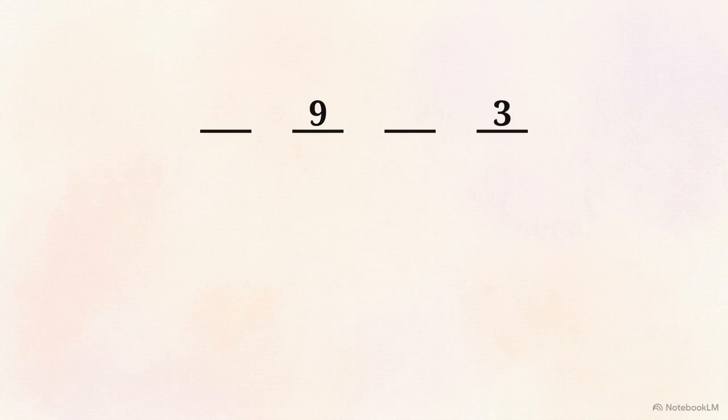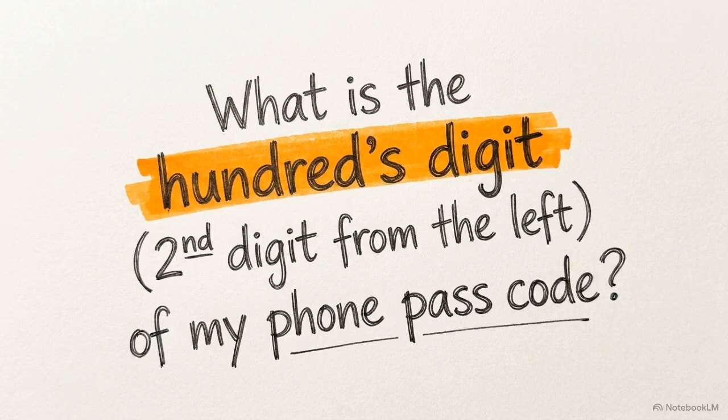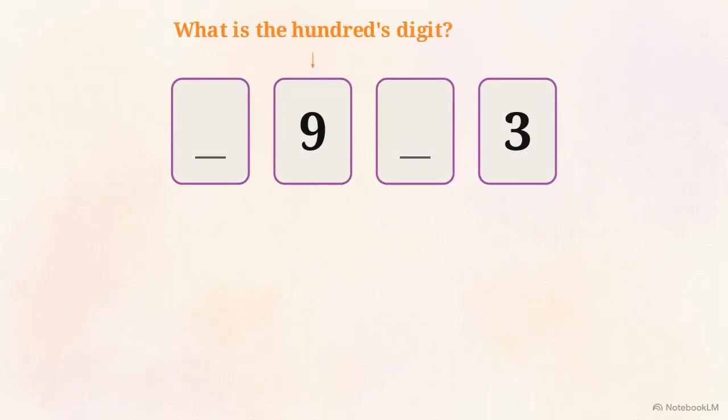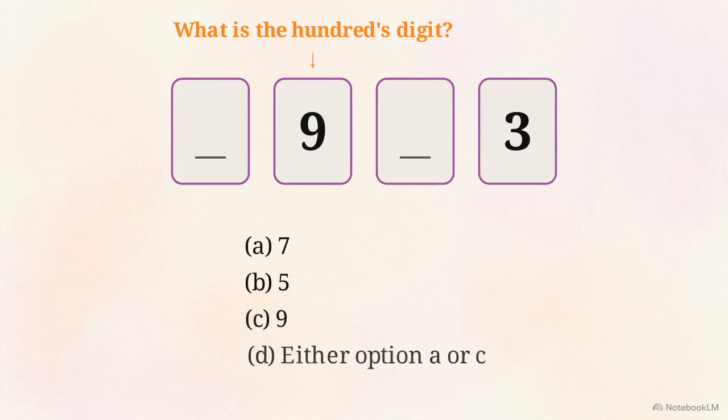To find the answer, look closely at what is actually being asked. We only need to identify the hundreds digit. The hundreds digit is the second digit from the left. Even though we don't know the order of the other numbers, the 9 is already locked into that specific spot.